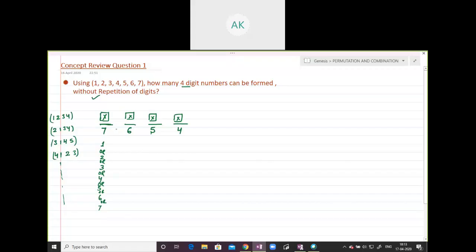Seven. Now, should I multiply? Should I add? I should multiply. Seven into six into five into four. Of course, I'll get the answer 840, right? So remember, the fundamental counting principle is much more important.